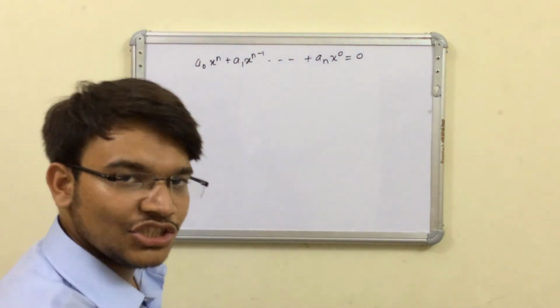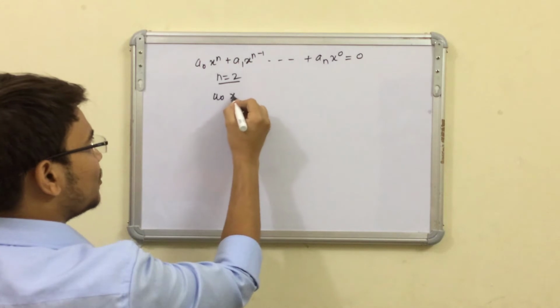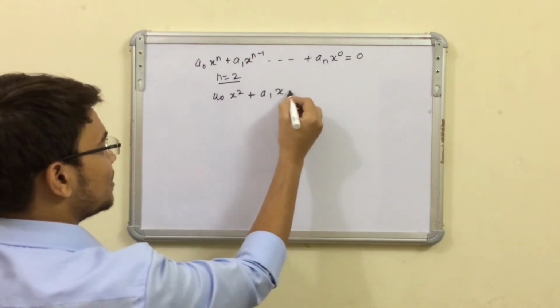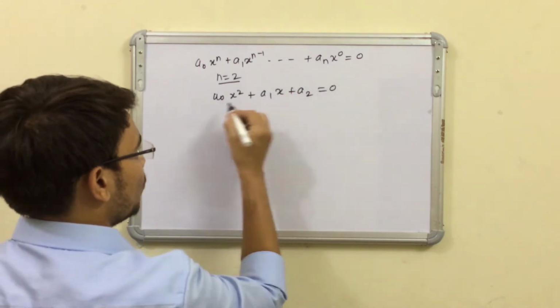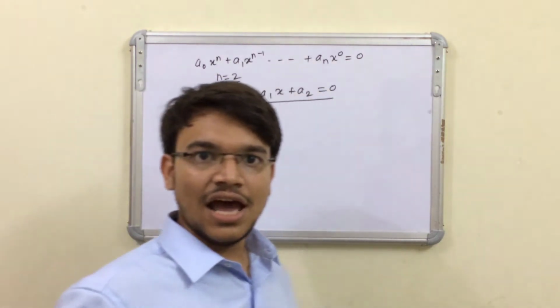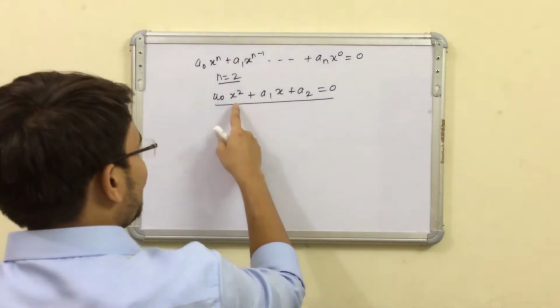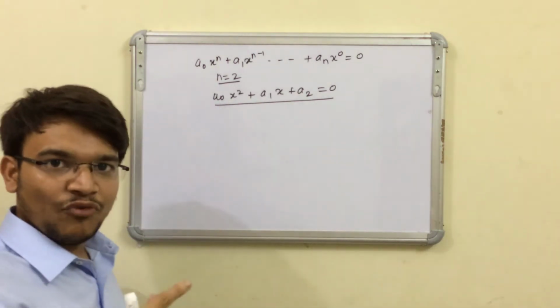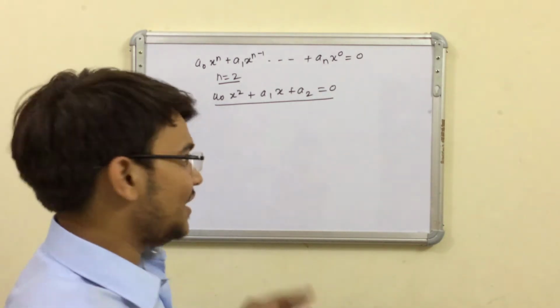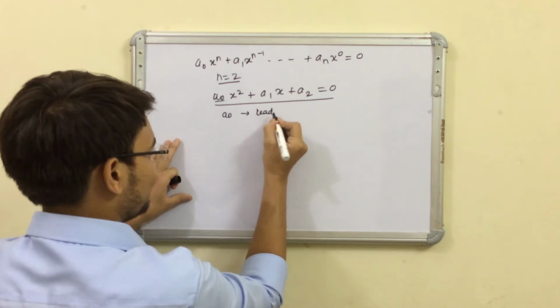If we put n equal to 2 here, we get a0 x square plus a1 x plus a2 is equal to 0. This is the polynomial equation of degree 2. Degree is the highest power of the variable in any equation. The coefficient with the highest power of the variable is known as the leading coefficient. Here it is a0. A0 is the leading coefficient.